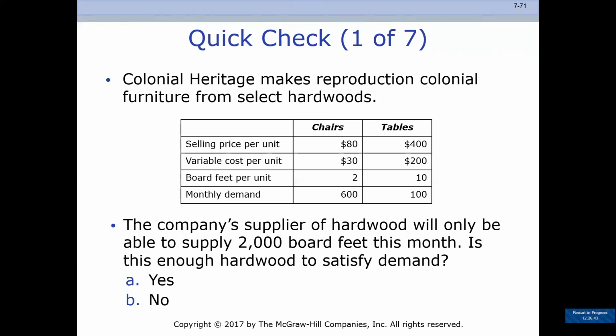Is this enough hardwood to satisfy the demand? Well, obviously the answer is no, or else this wouldn't be an exercise, right? How many board feet do we need? The monthly demand, 600 chairs times 2, that's 1,200. 100 times 10 is 1,000, so 1,200 plus 1,000 is 2,200, right? 2 times 600 plus 10 times 100. We need 2,200 board feet. We can only get 2,000. So what do we produce first, chairs or tables? We have to calculate which is more profitable on a per board foot basis.